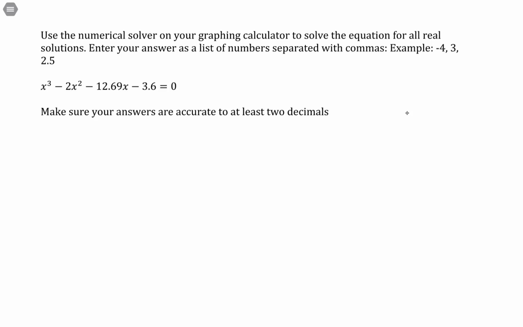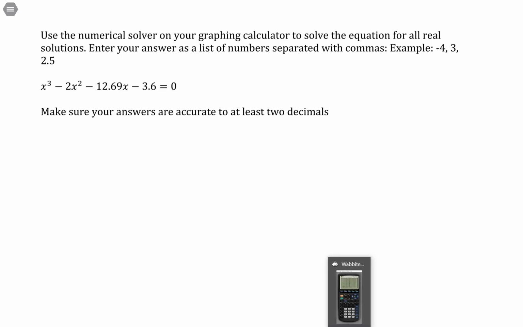Use the numerical solver on your graphing calculator to solve the equation for all real solutions. Okay, so we have x cubed minus 2x squared minus 12.69x minus 3.6 equals 0. We want to make sure our answers are accurate to at least 2 decimals.